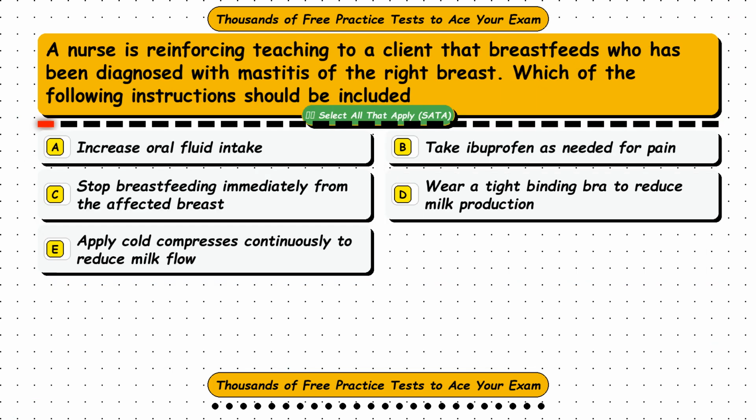Question 18. A nurse is reinforcing teaching to a client who breastfeeds and has been diagnosed with mastitis of the right breast. Which of the following instructions should be included? Option A, increase oral fluid intake. Option B, take ibuprofen as needed for pain. Option C, stop breastfeeding immediately from the affected breast. Option D, wear a tight binding bra to reduce milk production. Option E, apply cold compresses continuously to reduce milk flow.